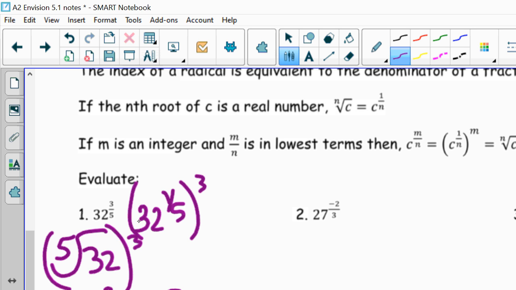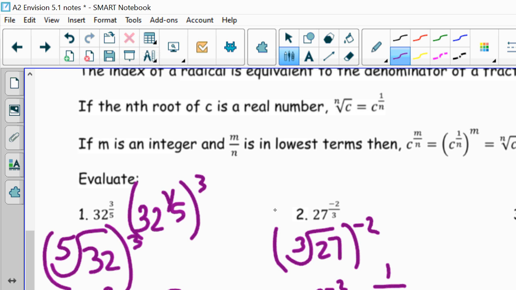27 to the negative 2/3, so it's the cubed root of 27, all of that to the negative 2 power. So the cubed root of 27, that's 3, so I have 3 to the negative 2 power. But a long time ago, we learned that we can't have negative exponents, so in order to make them positive, we move them to the denominator. So this is really the same thing as 1/3 squared, which is 1/9.